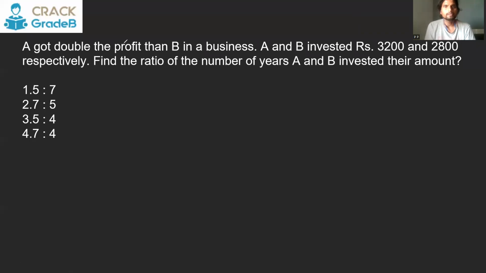A got double the profit than B in a business. A and B invested 32 and 2,800 respectively. Find the ratio of the years. Again, we can just let go of the zeros. So A invested 32, let's say for X years, and B invested 28, let's say for Y years. We are asked the ratio between X and Y, the ratio of number of years or duration. This ratio should be equal to 2:1 because ultimately A got double the profit than B. So they should be dividing the profit in the ratio 2:1.